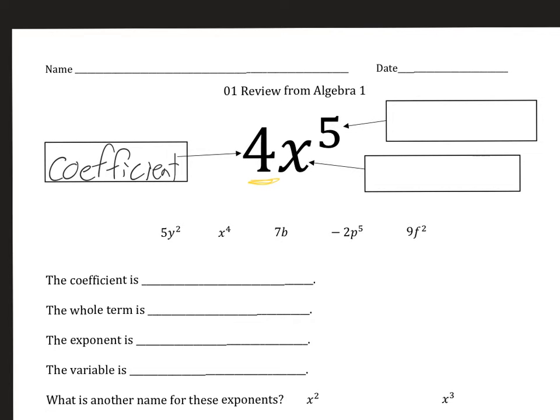Now the x, what's another word for x? Well, it's a letter, right? Besides that, it would be considered a variable. And then up at the top, the x has a little 5 up at the top. What is the name of that? It is an exponent.